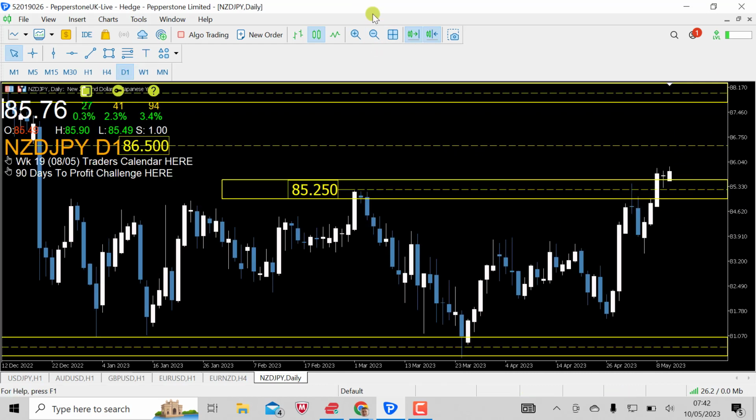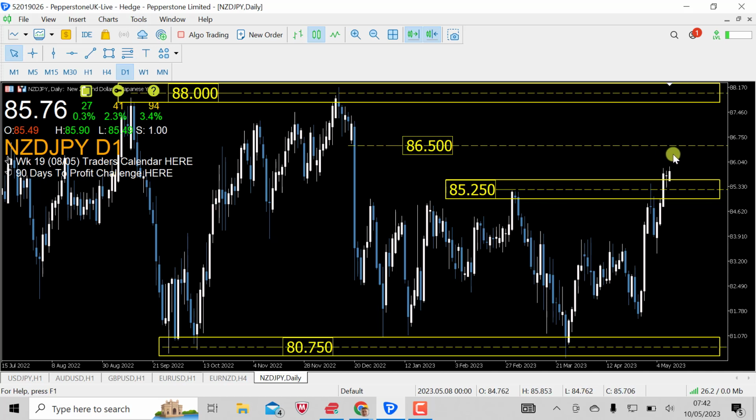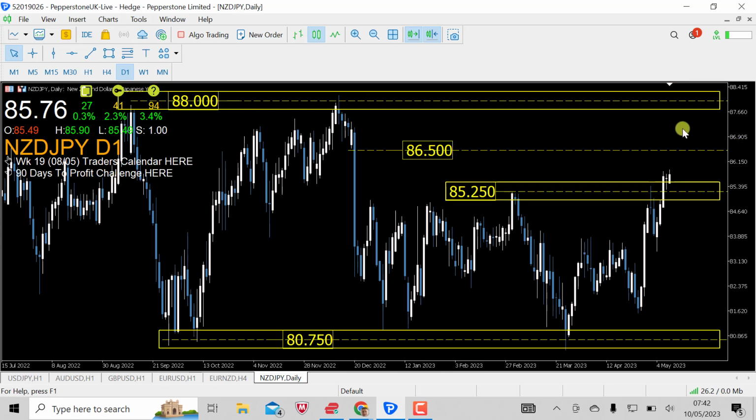I'd say it's more of a day trader's move because of the immediate resistance. If we're playing out for the longer term move, you want to be looking to target the 88 highs there.